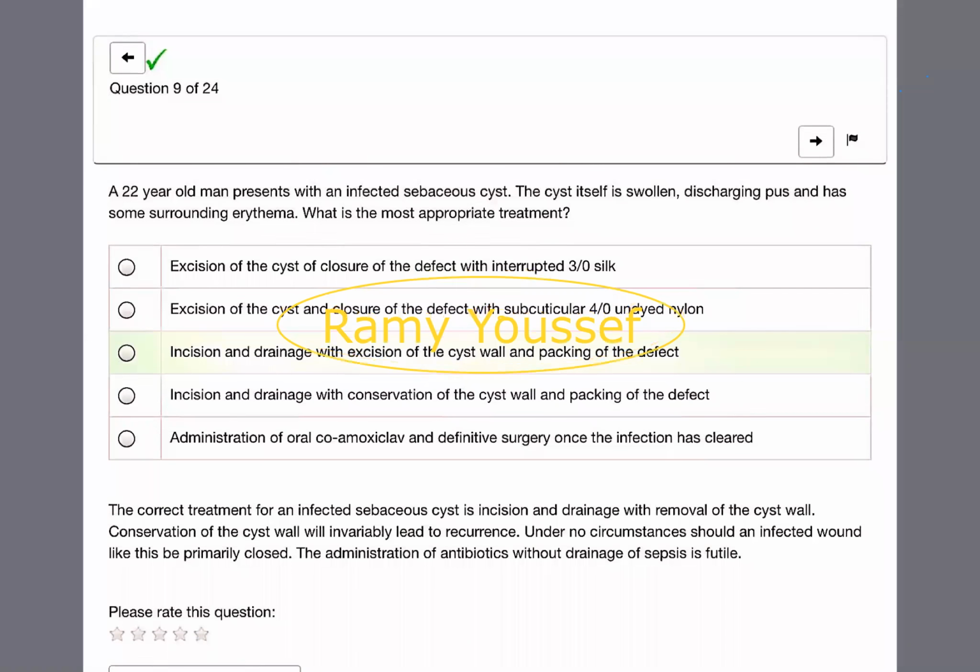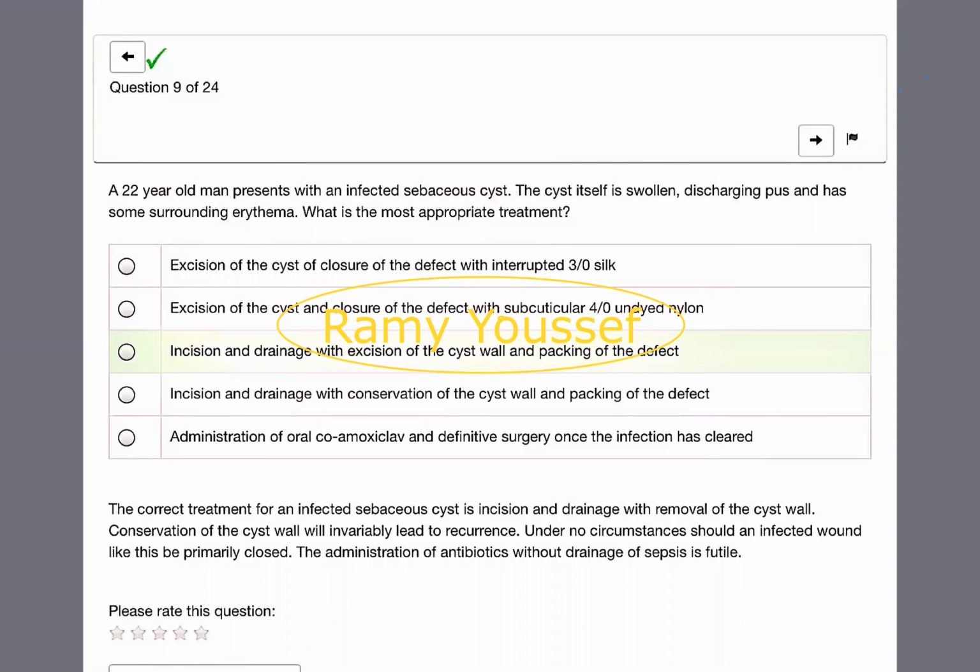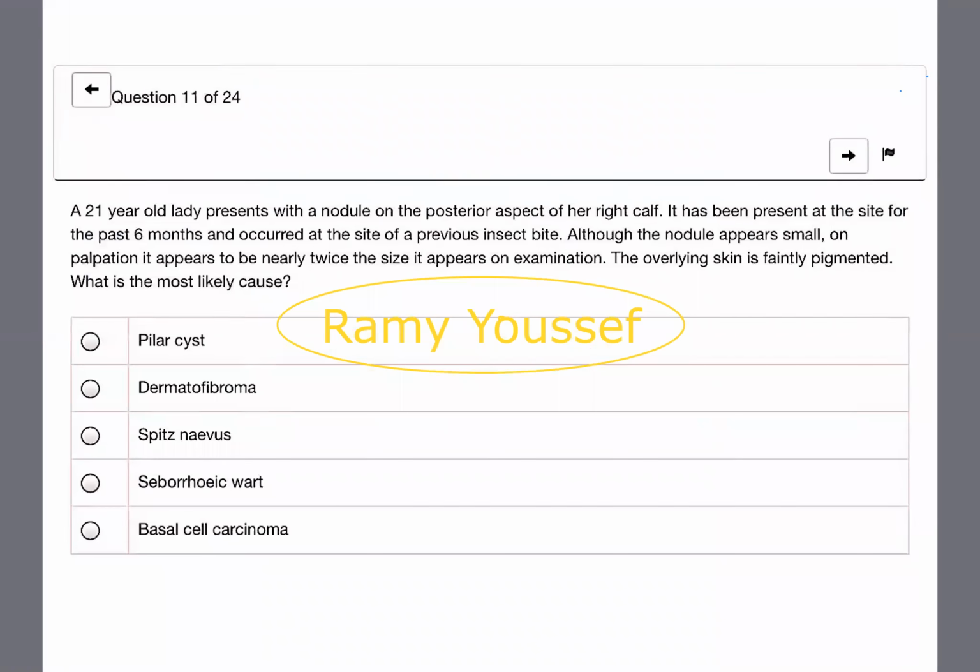What is the other name of sebaceous cyst? Epidermal cyst? No. A sebaceous cyst is a cyst related to the skin hair, so it is called a pilar cyst. Pilar cyst, okay? Because we have a question that asks about a pilar cyst.